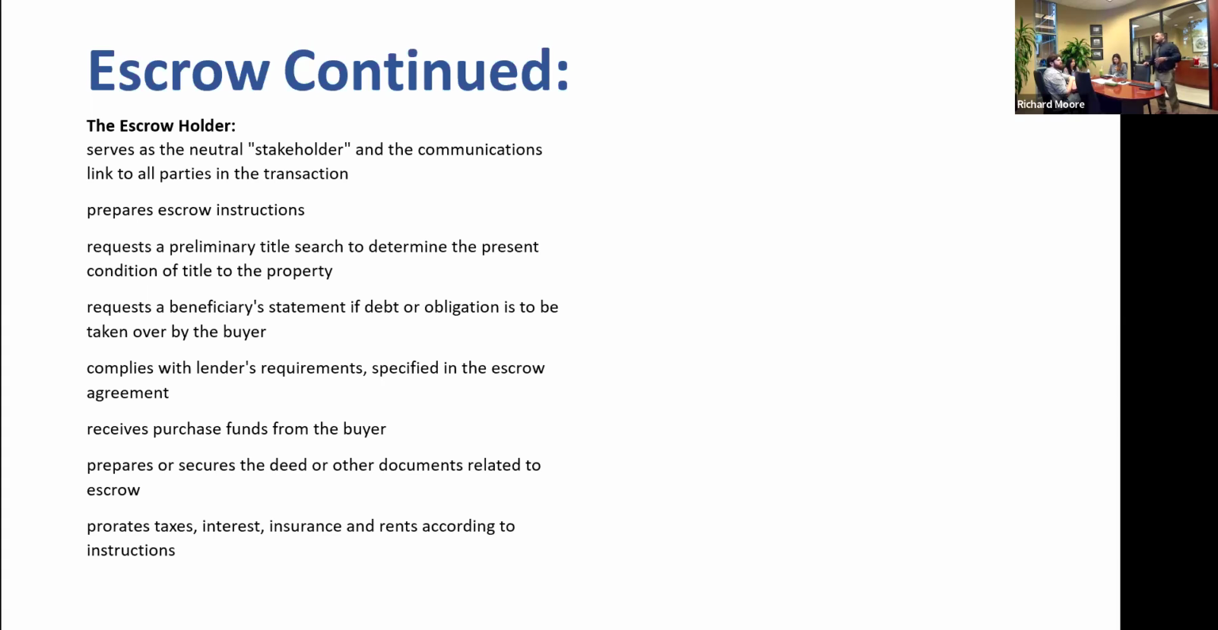So let's say the transaction is going to close in the middle of the month. There are still taxes that are owed, and prorations on the current loan that the seller has, all this stuff. So escrow figures all this stuff out and pays everything accordingly.